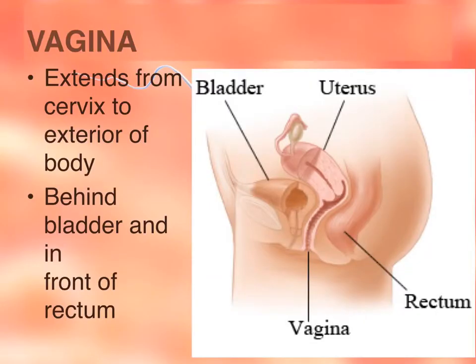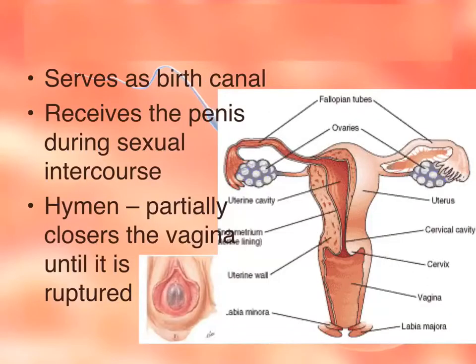The vagina extends from the cervix all the way to the external vaginal opening. That entire area is the vagina. It is in front of the rectum, which is in the back, and behind the urinary bladder. The vagina serves as the birth canal when delivering a baby, and also as the receptacle for the penis during sexual intercourse.